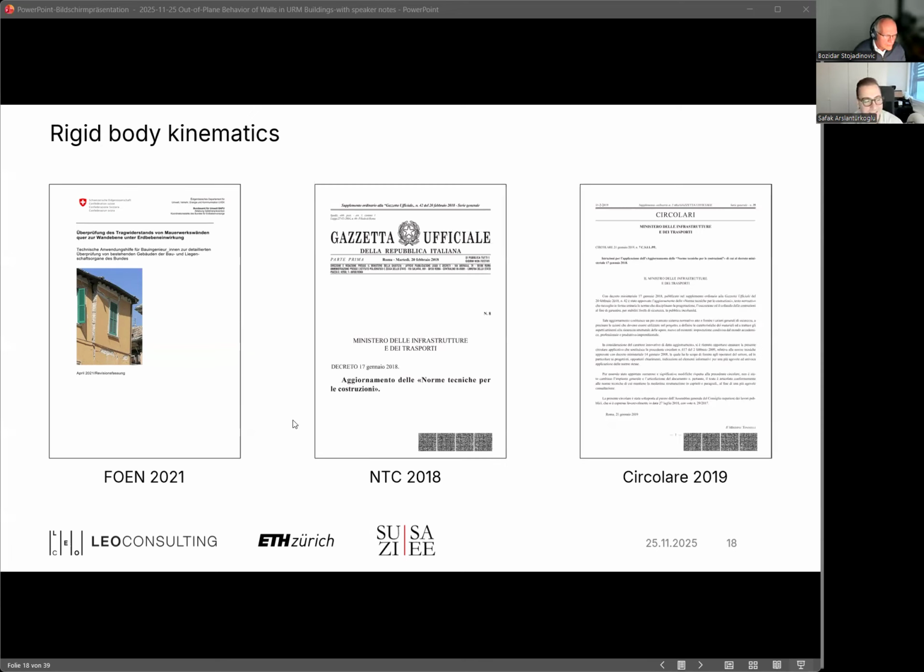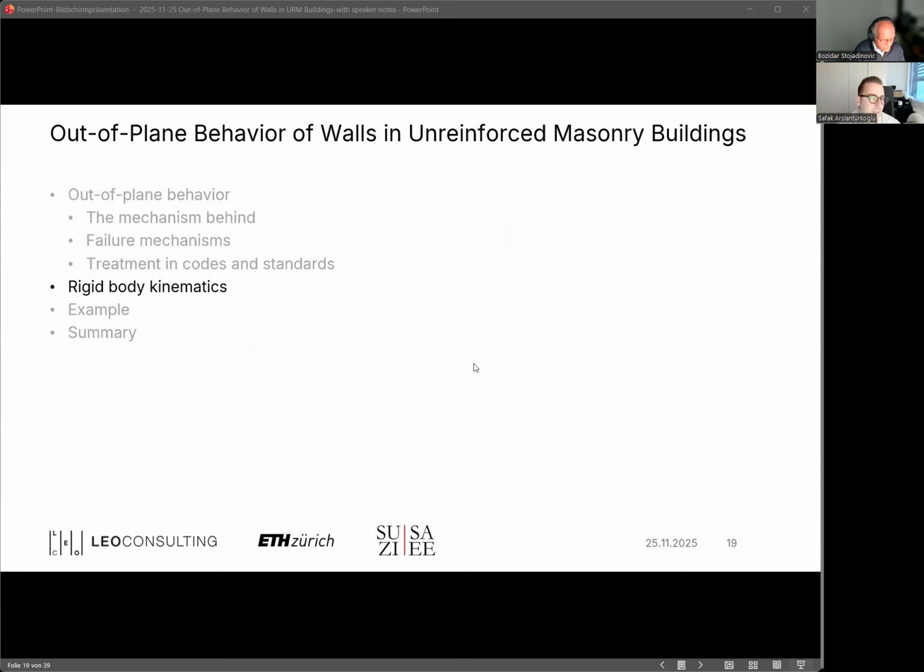But in Italy, it's been in the code for quite some time. Also in the older versions of the Italian NTC and also the Circolare, they were using this methodology, and this FOEN documentation in Switzerland has a very close resemblance to these Italian approaches.